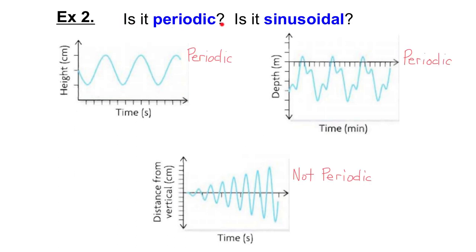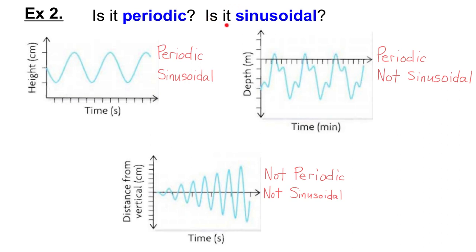Let's start with the question, is it periodic? This function is periodic because the exact same pattern keeps repeating. This function is also periodic because we can see from here to here is one complete cycle and the exact same cycle repeats over and over again. This function is not periodic because although we have this wavy pattern, it's not the exact same cycle every time. We can see the amplitude keeps increasing. So this is not periodic.